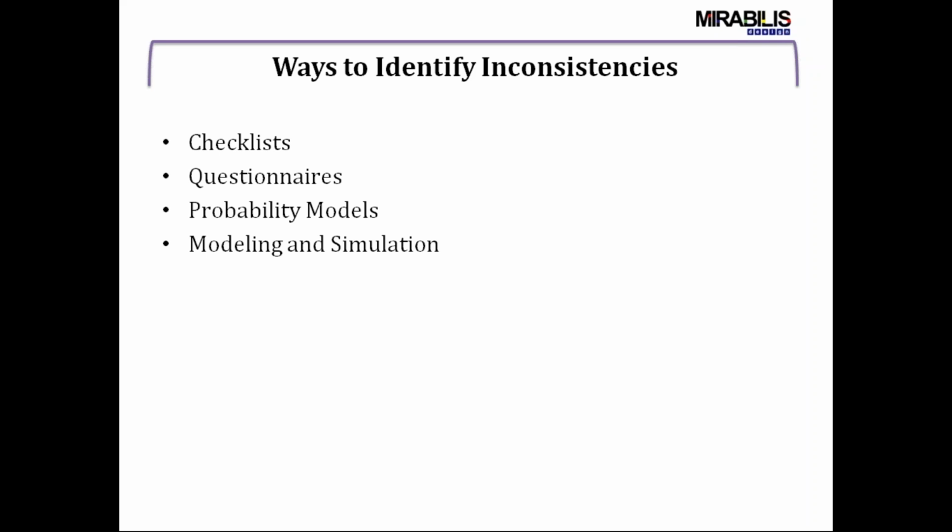So in order to identify these inconsistencies, there are possibly four different ways. One is checklist basis. It could be based on questionnaires. Checklist in the sense you might have already worked with a similar system in a prior project, and you would have a certain set of checklists to comply with, and you can go ahead and check all those things.